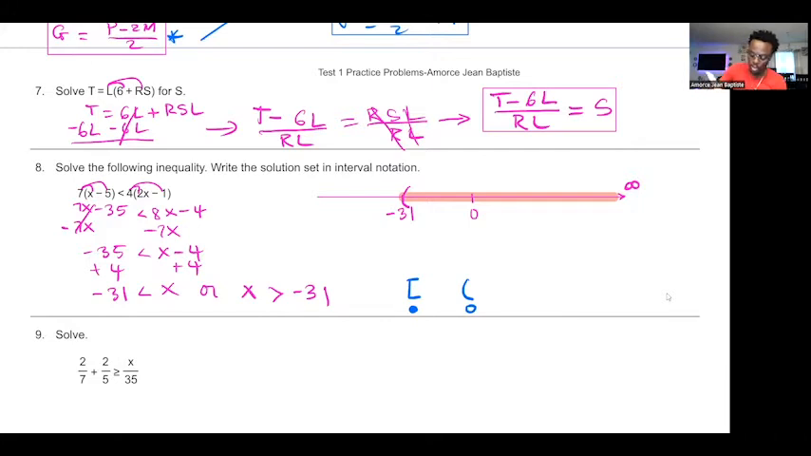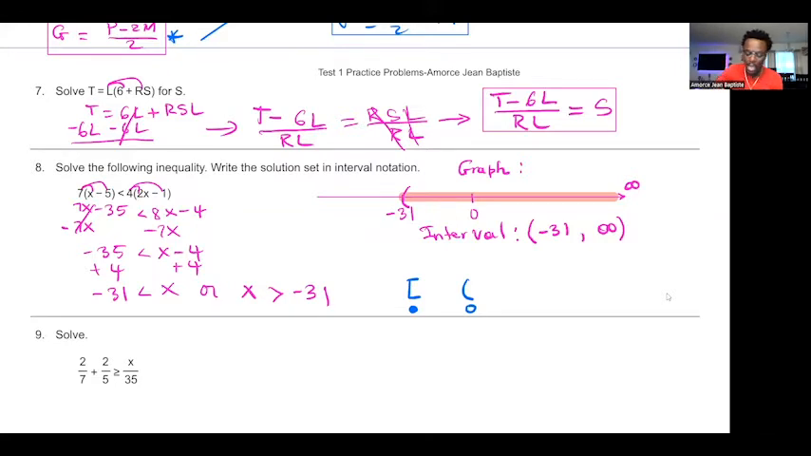So that's the graph. And the interval notation is going to start where? At negative 31, with a parenthesis. So parenthesis, negative 31, comma, infinity. Always a parenthesis to close at infinity, because it's not a number. We don't even know what it is, but it's infinity. It's not going to stop. That's why we always put a parenthesis on it.